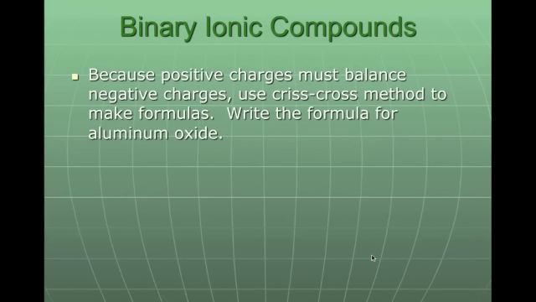So how do you know what the formula is going to be for a particular compound? Well, you know that the positive has to balance out the negative. And the easiest way to do that is to use what's called the crisscross method. So what does that look like? Well, let's do an example using aluminum oxide.